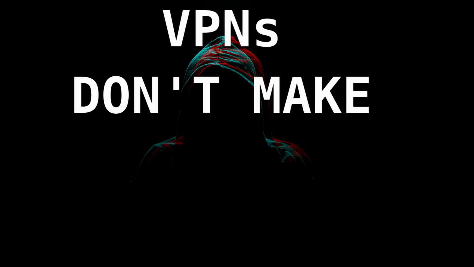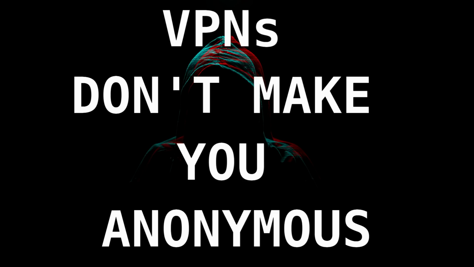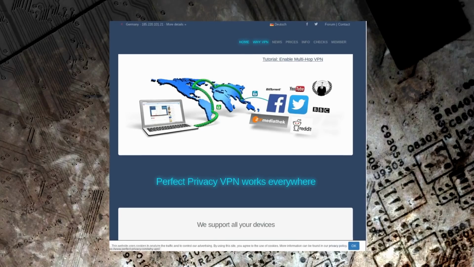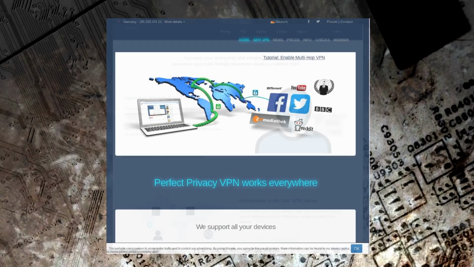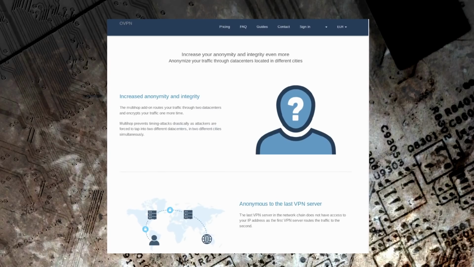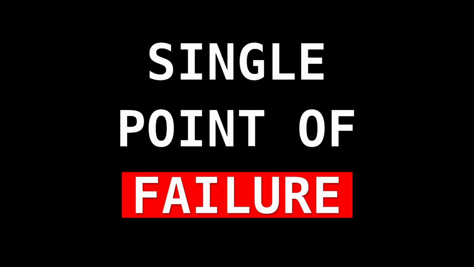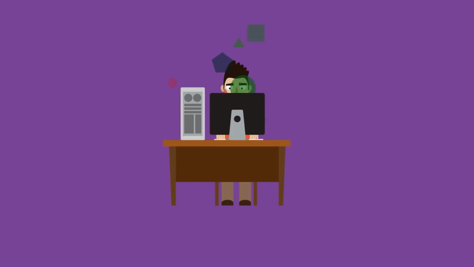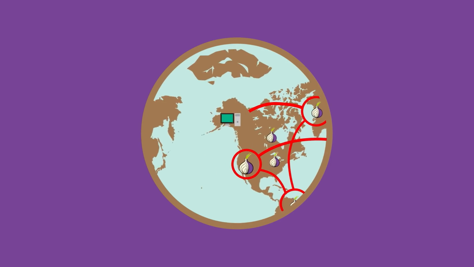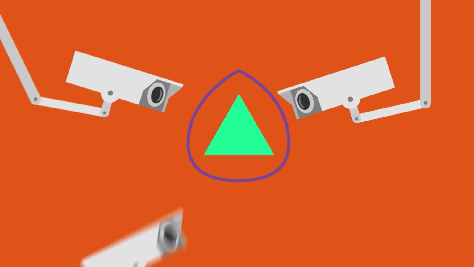VPNs don't make you anonymous. They just don't. Even if they offer multiple hops, that is multiple servers you connect to before you visit a website, all of these are still enabled by the same provider, so it's the same single point of failure. Tor network is anonymous because none of the three hops are from the same provider, and none of them knows the full length of the traffic.